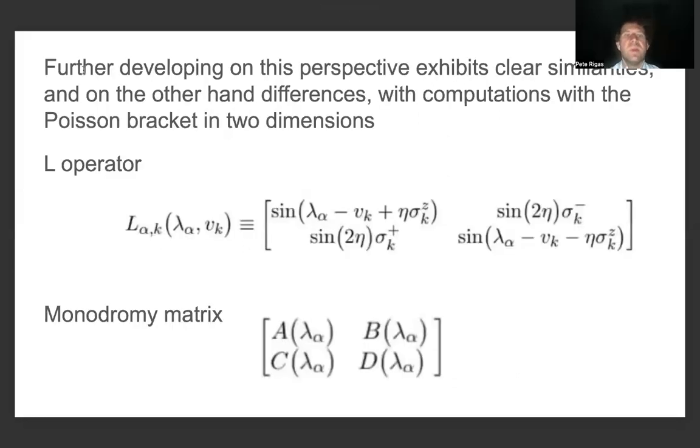And so we have been further developing this perspective, which exhibits clear similarities and, on the other hand, many differences with computations with the Poisson bracket in 2 dimensions, like we had mentioned a couple of times in presentations throughout the series, in which we have this L operator, which is expressed in terms of sign functions and the Pauli basis elements, and the quantum monodromy matrix, which we express in some 2x2 generic form, and how we can carry that over to the 3-dimensional case, as well as clearly describing where the differences, difficulties and additional complications for the computations with the Poisson bracket would arise.